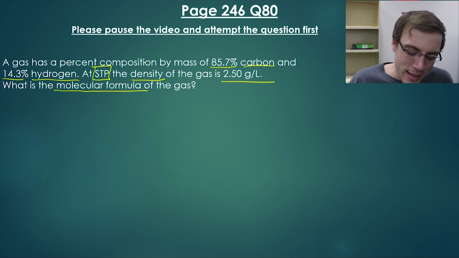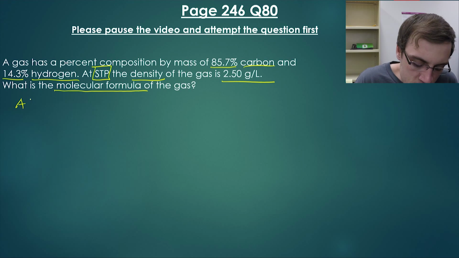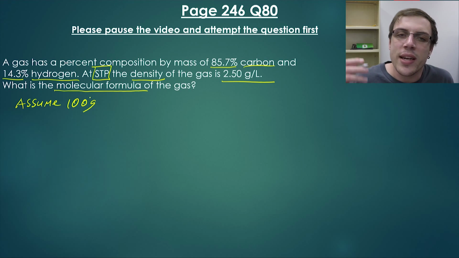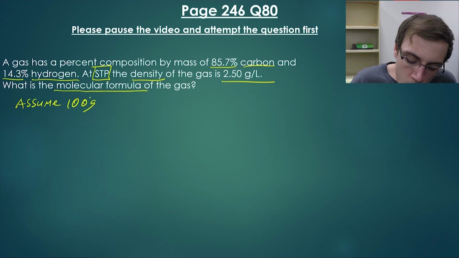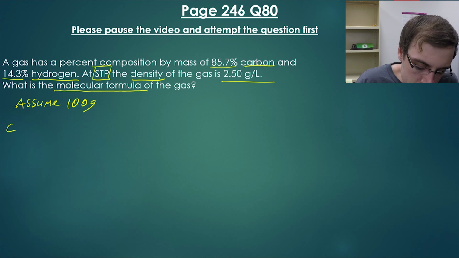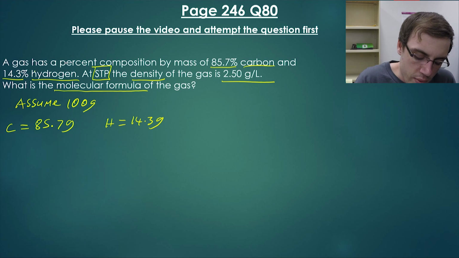Okay, are we ready for it? Let's go. So the first thing I'm going to do is, because we're given our percentages, I'm going to assume 100 grams so that it's easier for us to convert those percentages to mass. So we had 85.7% carbon, so that means carbon is going to equal 85.7 grams. Hydrogen is 14.3 grams because it's 14.3%.